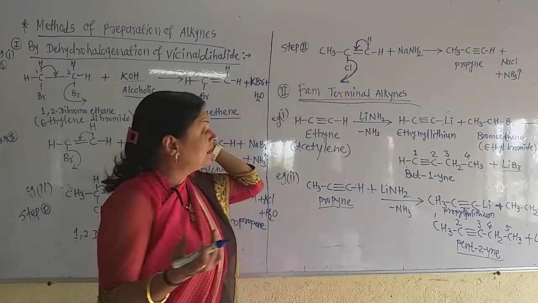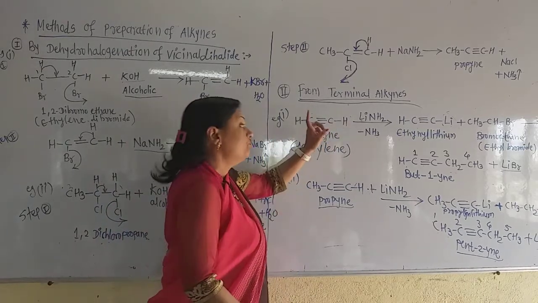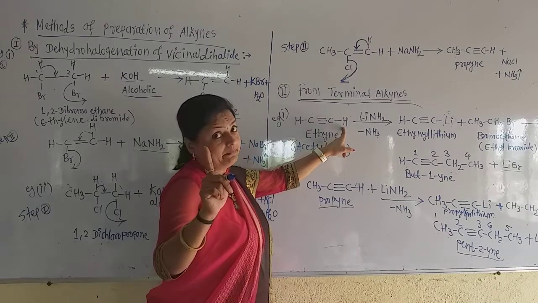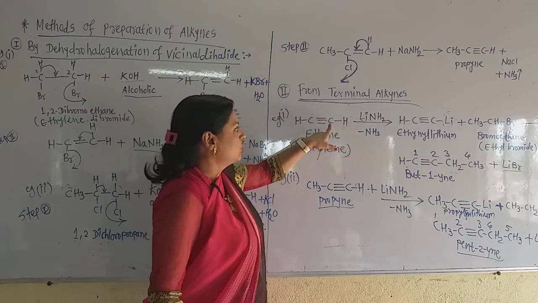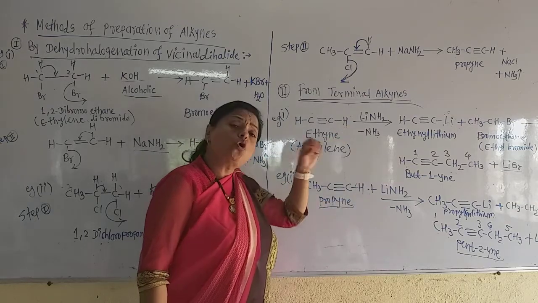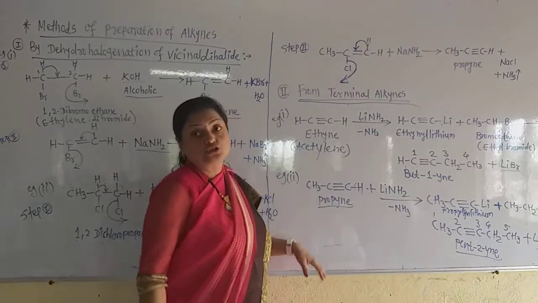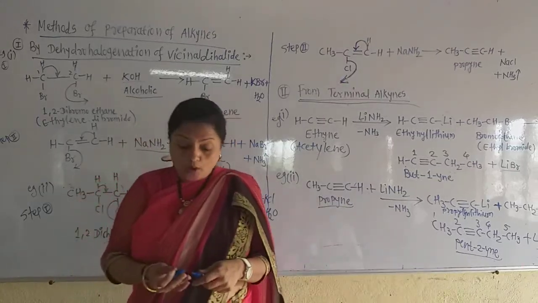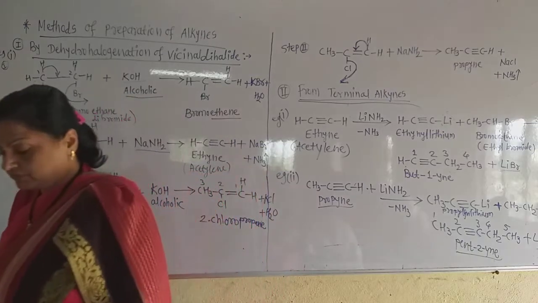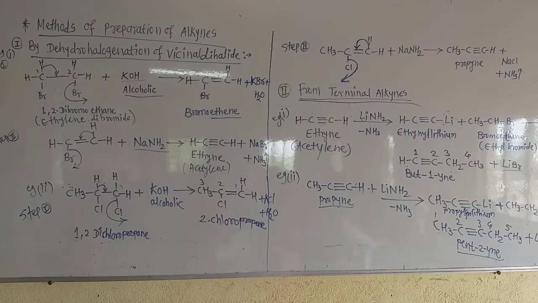What is meant by terminal? It means such alkynes can give this reaction which have a minimum of 1 hydrogen atom on the terminal carbon. So here is 1 hydrogen atom, here also 1. So only the terminal alkynes give the higher alkynes by this method. So these are the 2 different methods of preparation of alkynes. Now these are the methods of preparation of alkyne.